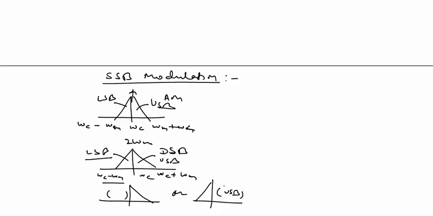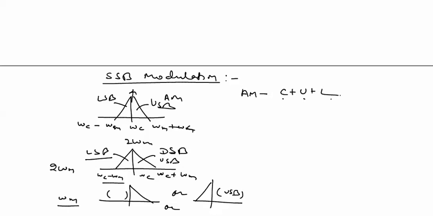If we suppress, what is the benefit? In DSB, bandwidth is twice omega m. In SSB, for either sideband, bandwidth is omega m. We are saving bandwidth. For AM, our complete expression is, in short, carrier plus upper and lower sidebands.